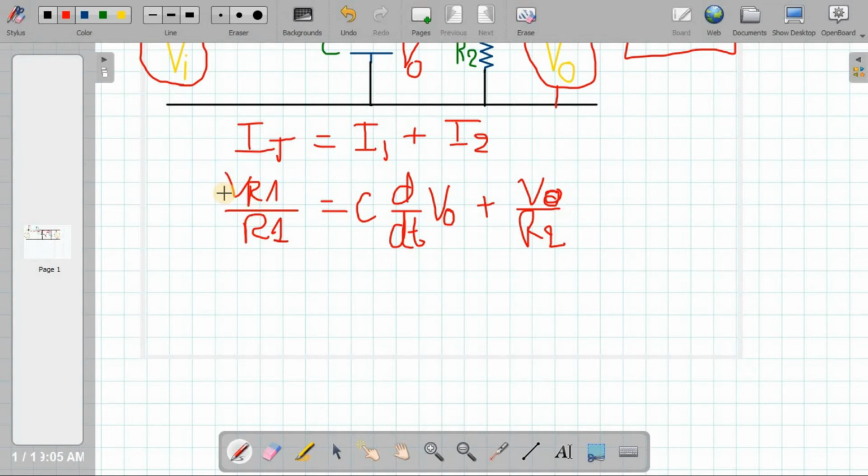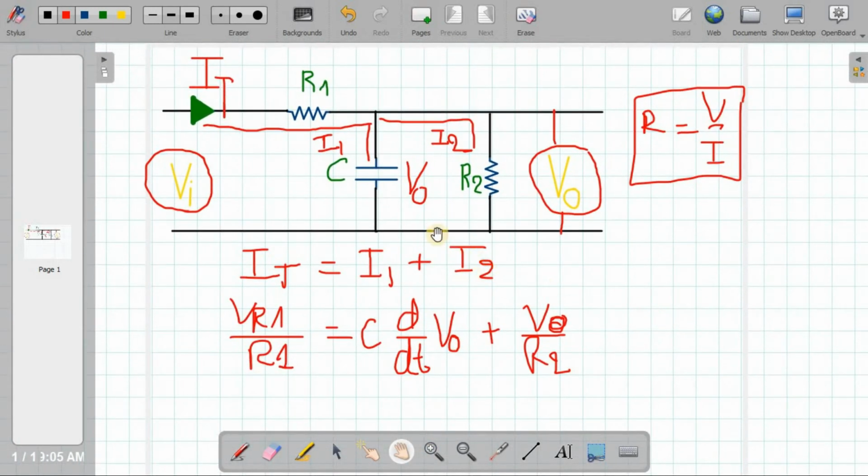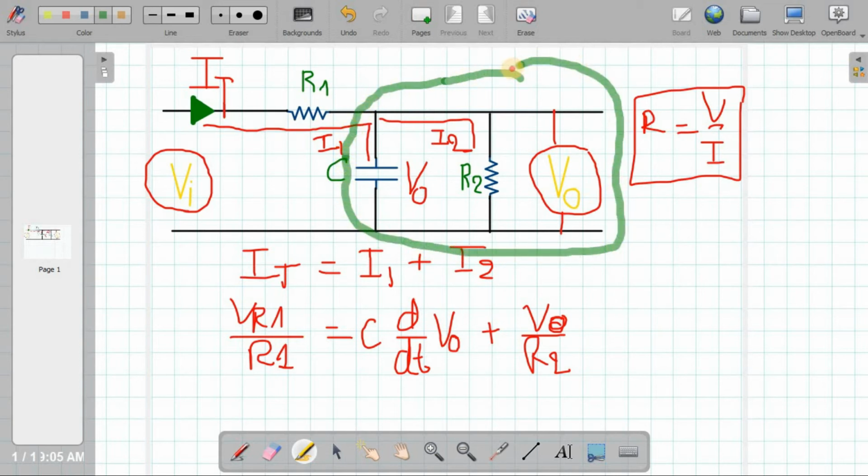So how can you do that? Let's go back to our circuit and see, guys. Look, we say that the voltage across this whole part is equal to V out, because C and R2 are in parallel.